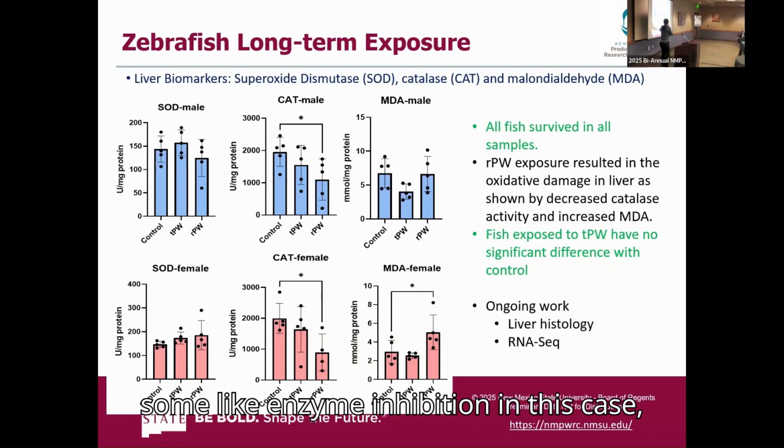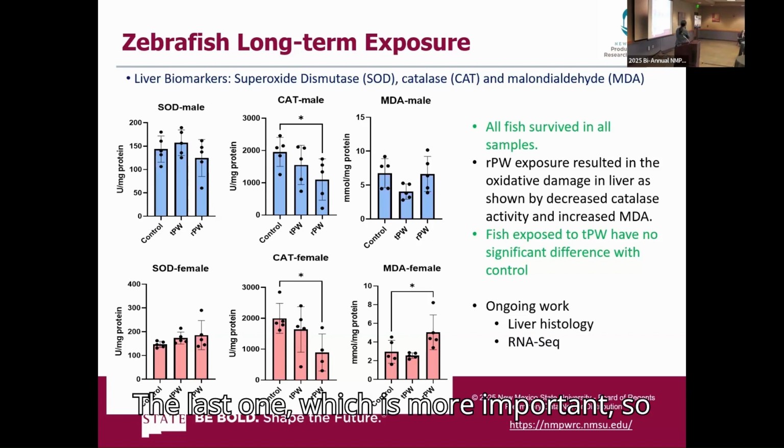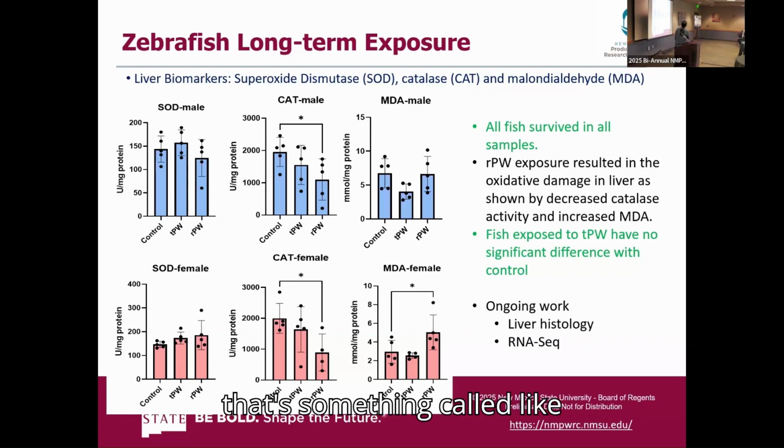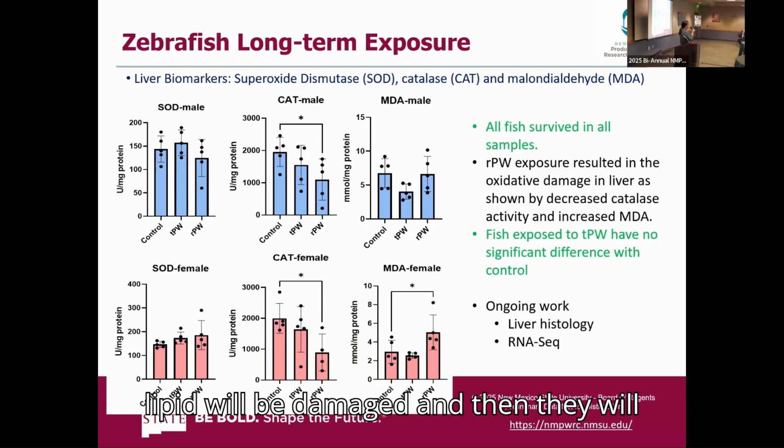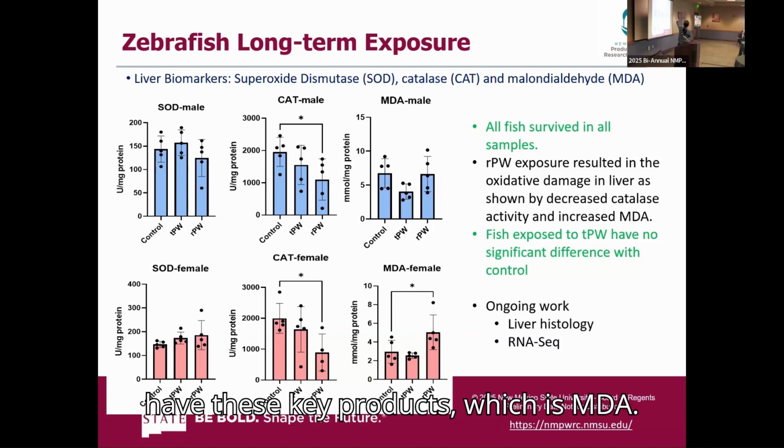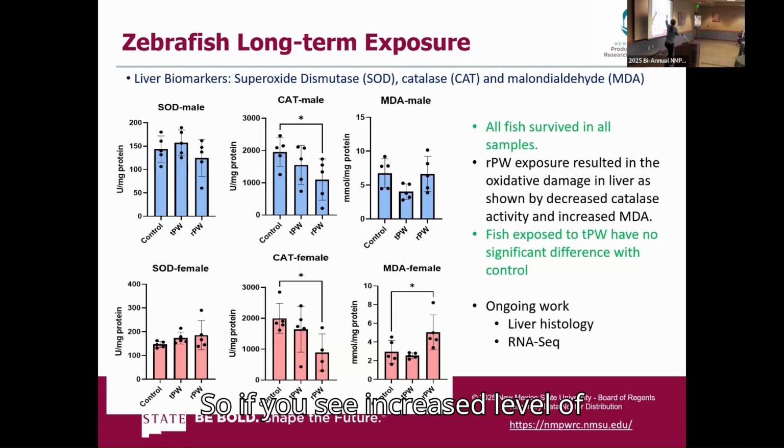So there is some enzyme inhibition in this case, but for treated produced water, there is no difference from control water. The last one, which is more important, is malondialdehyde, MDA. This is a key byproduct of lipid peroxidation, of the lipid in our cell membrane. If we have oxidative stress, the lipid will be damaged, and then we get this key product, MDA. So if you see an increased level of MDA, it definitely means there is cell membrane damage.